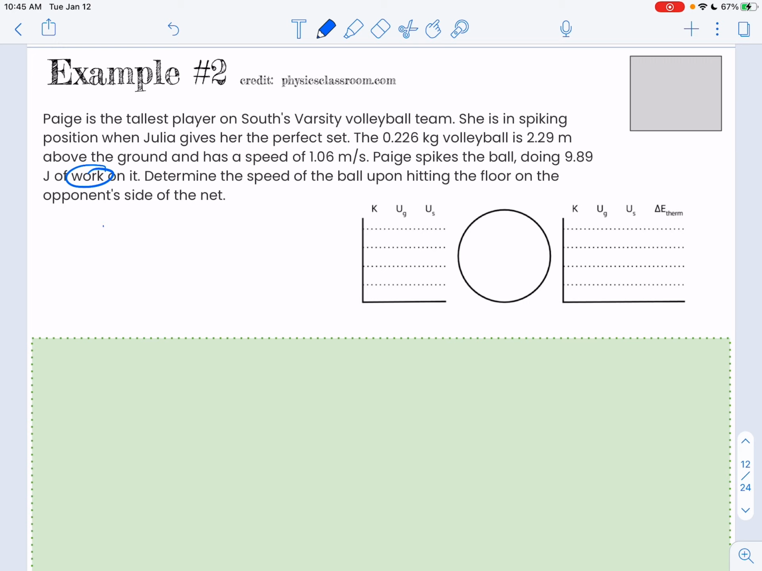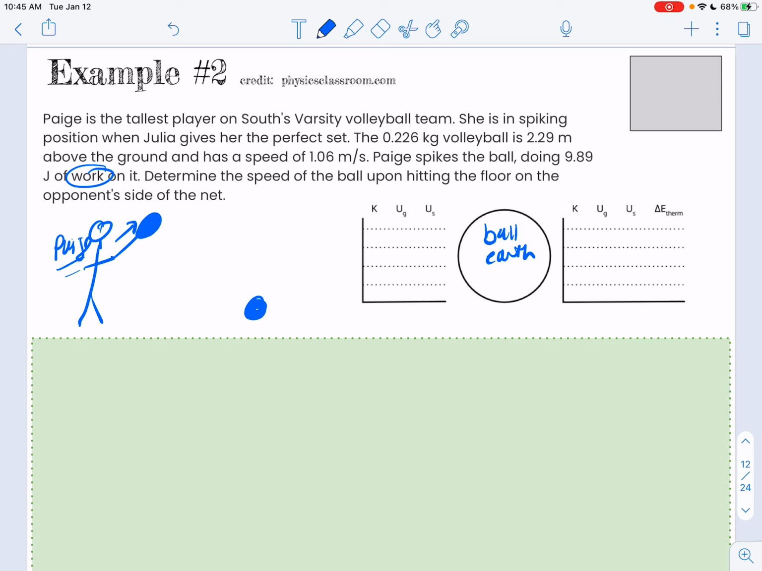Okay, so again, I want to have a nice little picture. Here's the ball. She's actually adding a force to it. She's adding work into the ball, adding energy into the ball. And then at some later time, it's about ready to hit the floor. All right, so let's do ball, earth. We don't want to put Paige in the system, because she's doing work on it, so she stays outside the system.